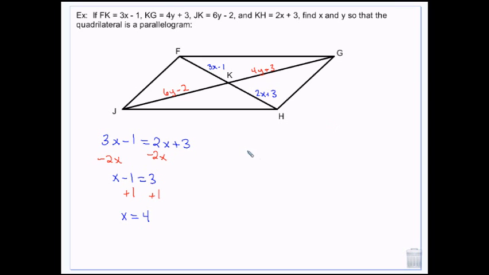And then for my y's, it's going to be the same thing. I want those two halves to be the same size. So I set them equal to each other. I subtract 4y from both sides. Add 2. So 2y equals 5, and then divide by 2.